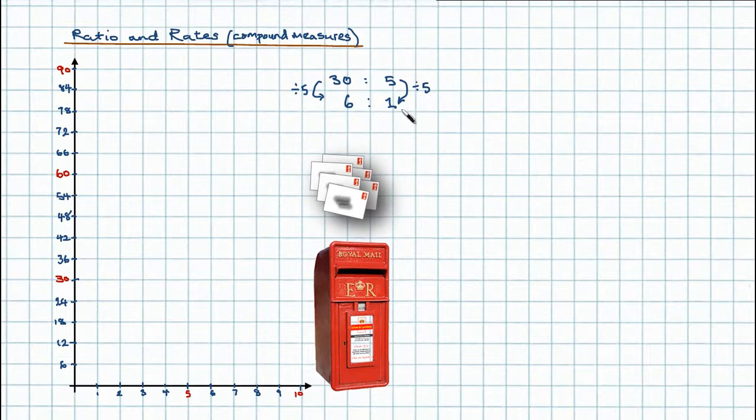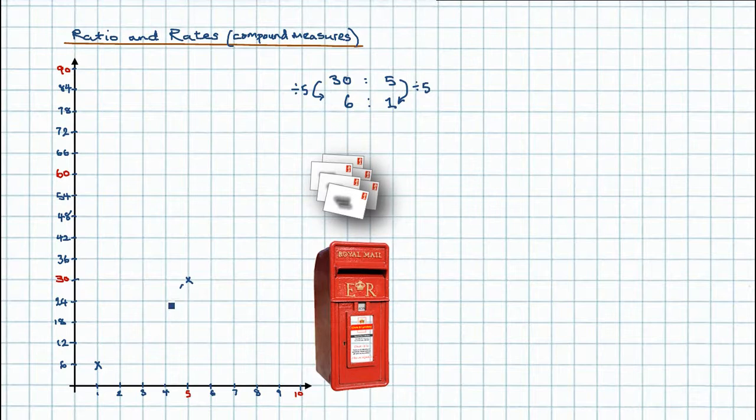However, this is the fundamental concept that we need to be working with when we're talking about rates and compound measures. So let's just have a look on the graph. 30 letters then, 5 letterboxes, we could record here. 6 letters, 1 mailbox, and we can record that there.